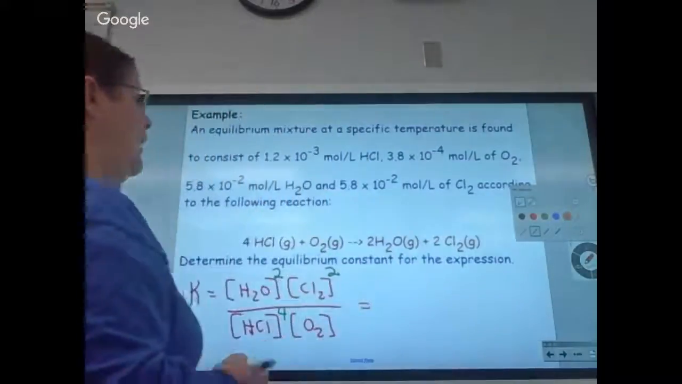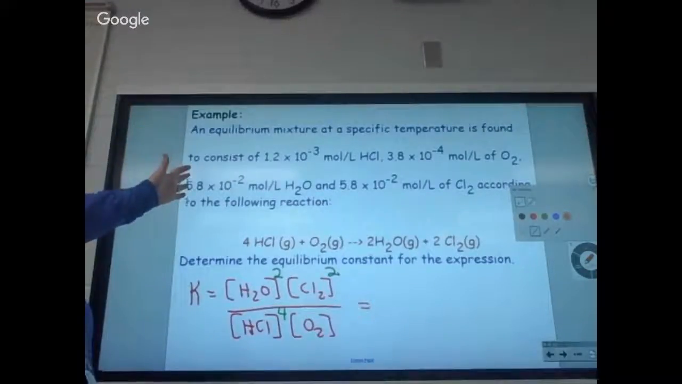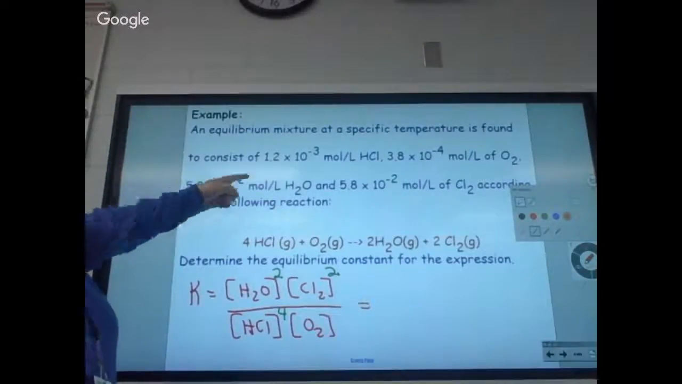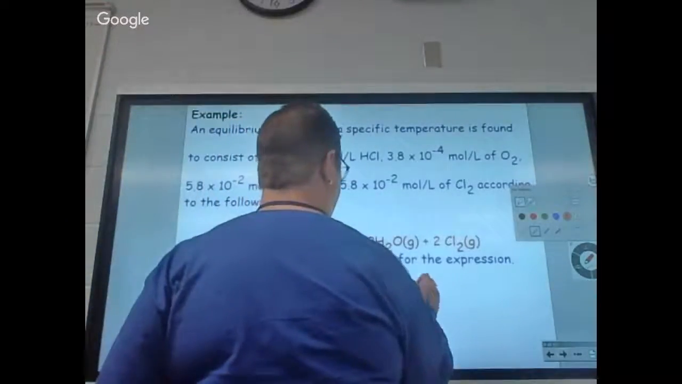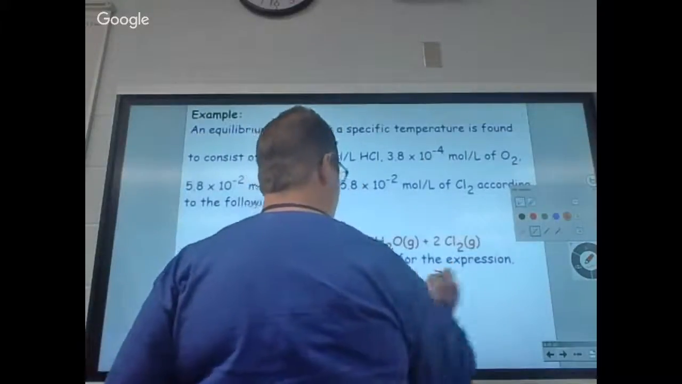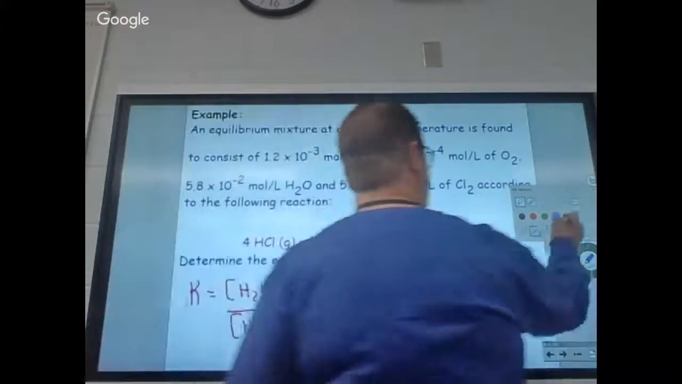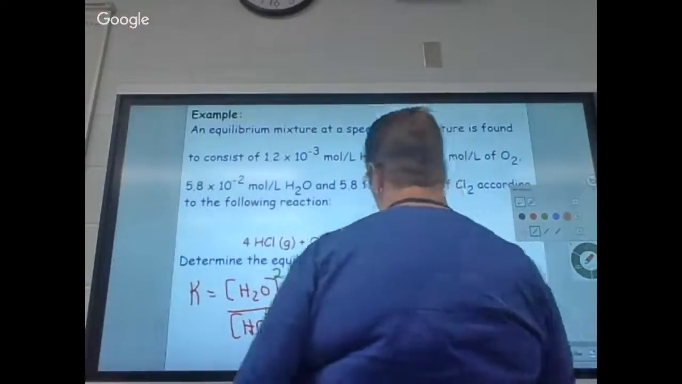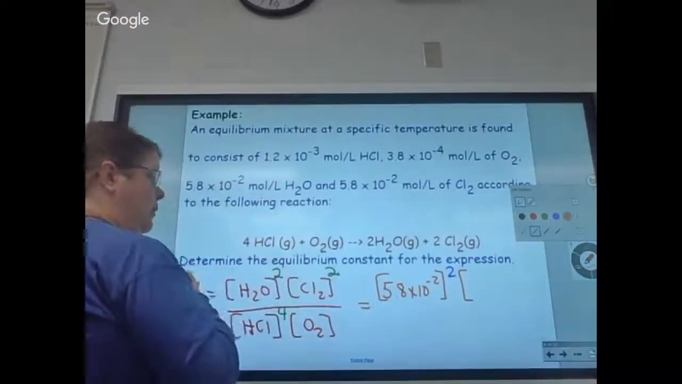So, what's the number for water? You look up here and find water in your question. 5.8 times 10 to the negative second. And we're going to square it. Why are we going to square it? Because there's a square right here on the water.